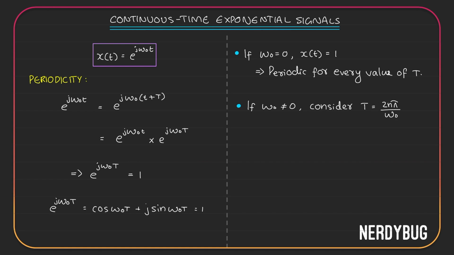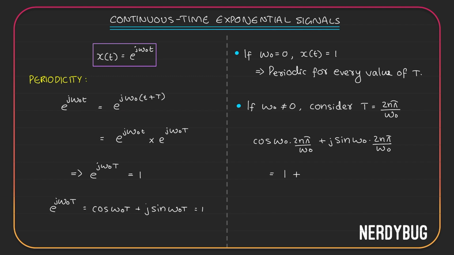Now, if omega naught is not equal to 0, consider that the time period is 2n pi by omega naught. N is any integer. In that case, cos omega naught T plus j sin omega naught T will become cos omega naught times 2n pi by omega naught plus j sin omega naught times 2n pi by omega naught. Here omega naught and omega naught can cancel. So we get cos 2n pi plus j sin 2n pi. Cos 2n pi is 1.